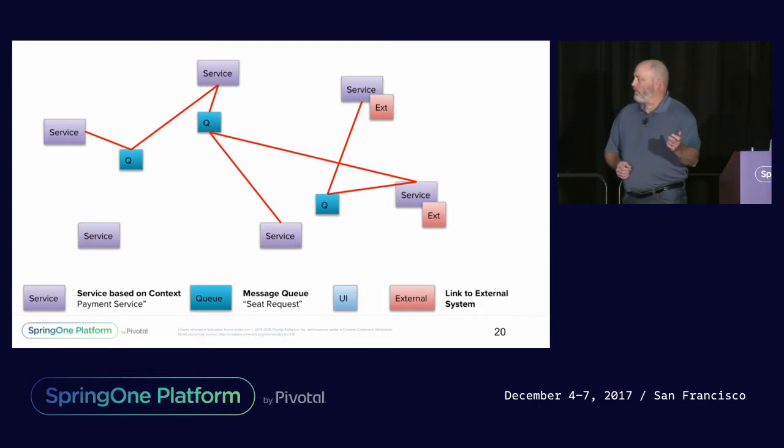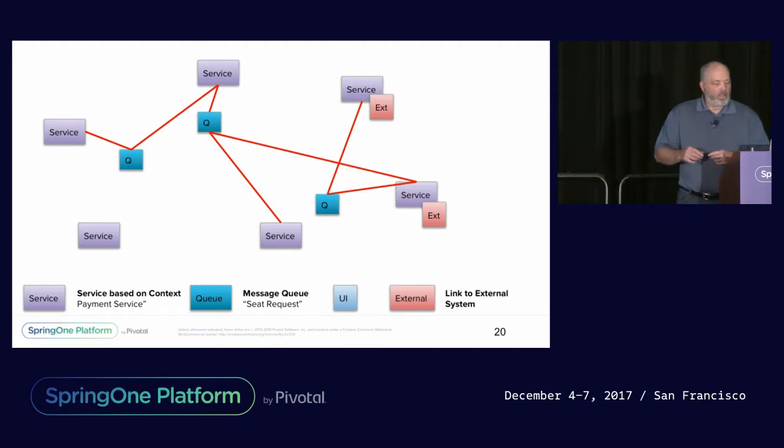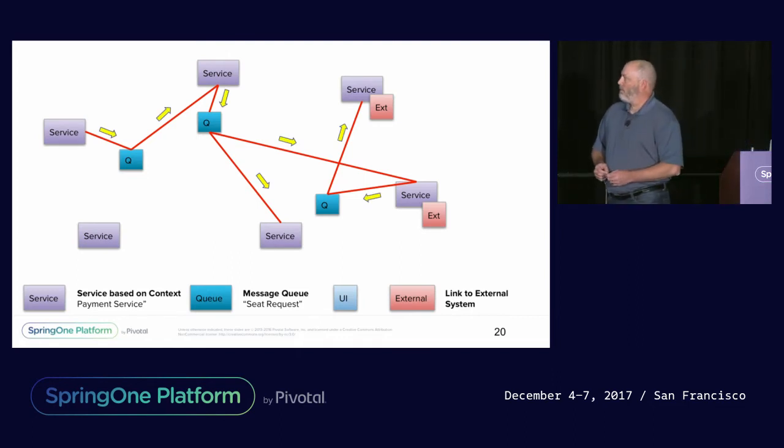Well, the first service may put a message on a queue, and then it's going to talk to another queue, and the output goes here. You just talk through those kinds of scenarios, and then we'll start thinking about the directions. Oh, okay, now we see this flow.